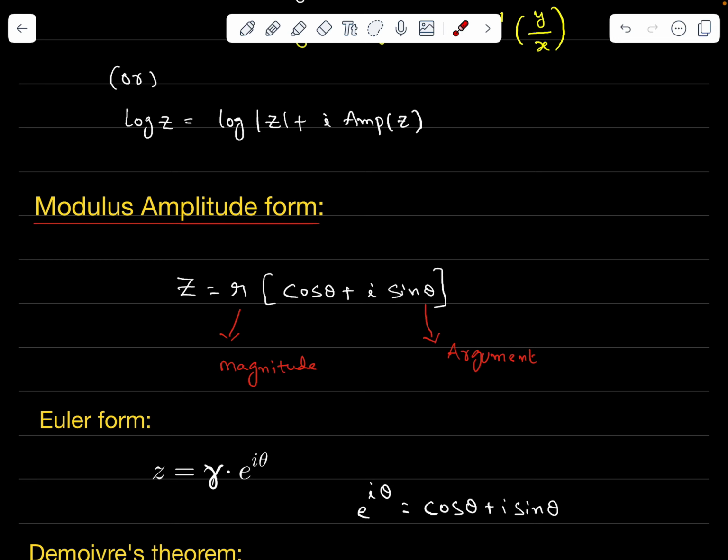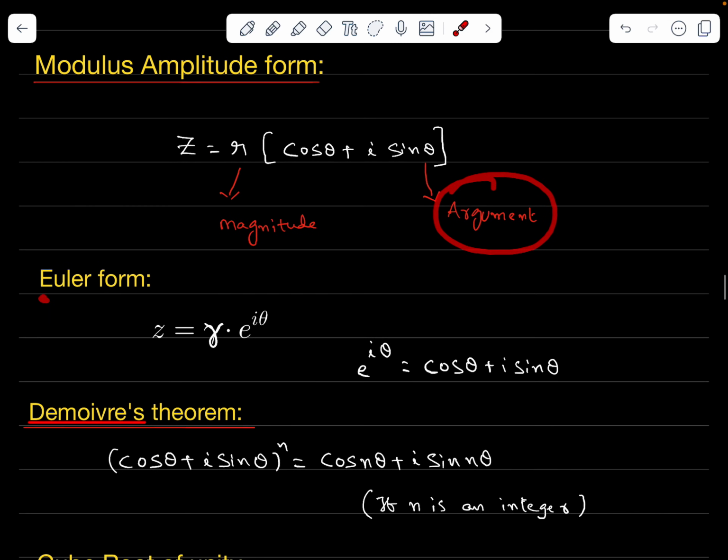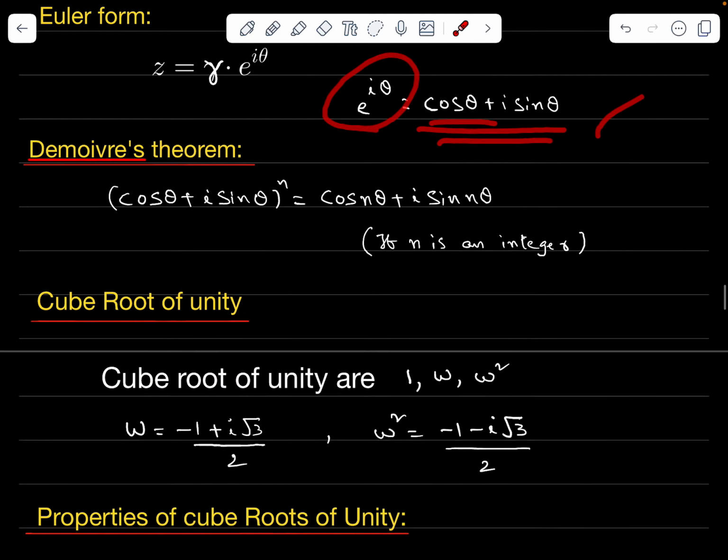Modulus amplitude form. Z is equal to r into (cos theta plus i sin theta). This is also a very, very important form. Here r is called the magnitude and theta is the argument. Euler form: z is equal to r into e power i theta. Here we can represent e power i theta is equal to cis theta, that is equal to cos theta plus i sin theta.